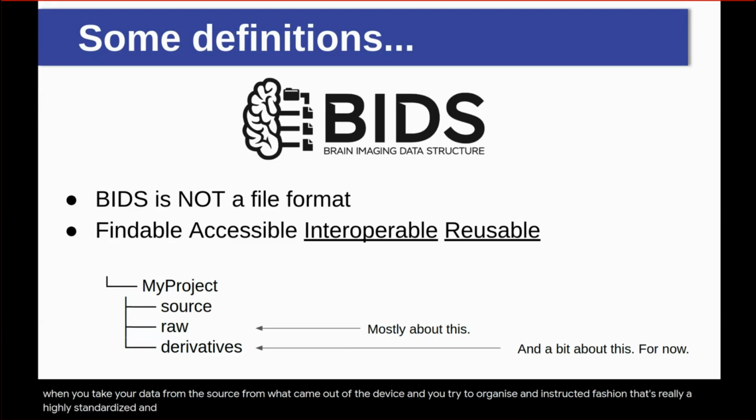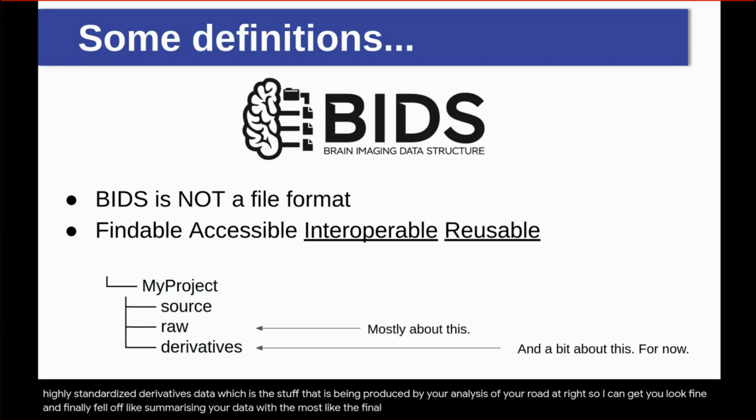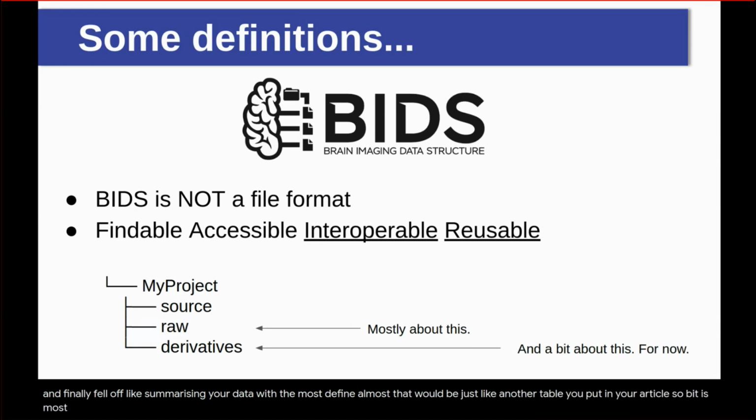And then you have derivatives data, which is the stuff that is being produced by your analysis of your raw data, right? Derivatives can get to finer and finer levels of summarizing your data. The final, most derived data would be just like the table you put in your journal article, right? So BIDS is mostly about raw data, but it covers part of the derivatives, and this should be expanding in the coming years, definitely.